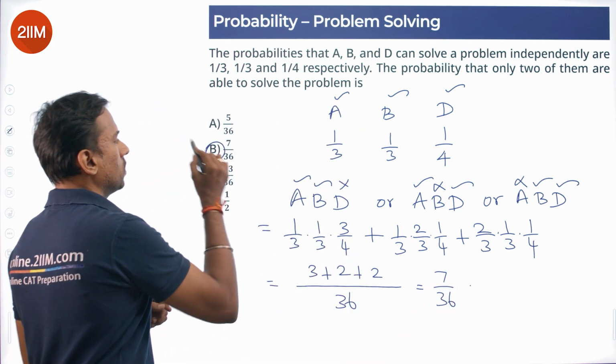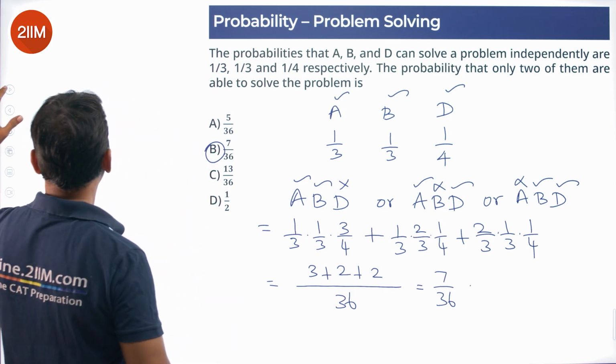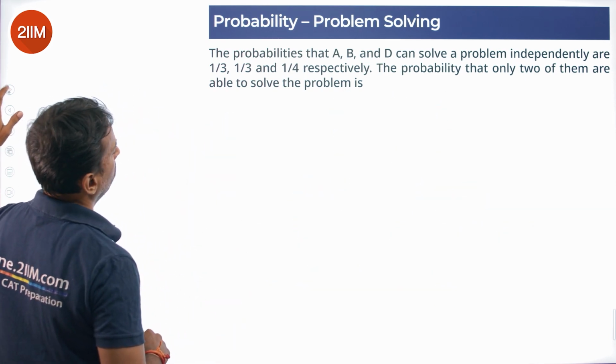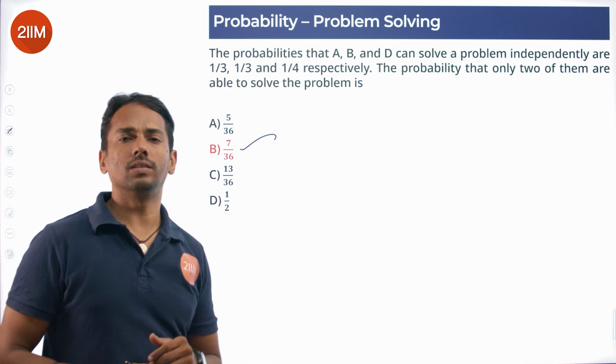Option B is the right answer. 7 by 36 is the right answer. Perfectly right, option B. 7 by 36 is the right answer.